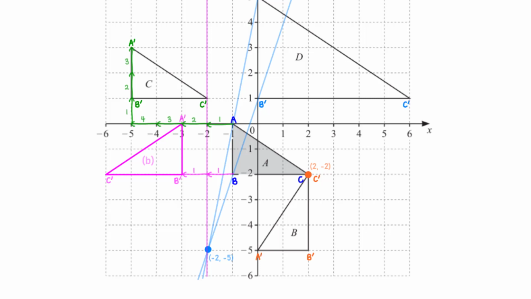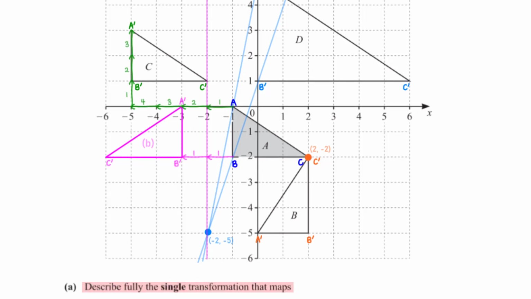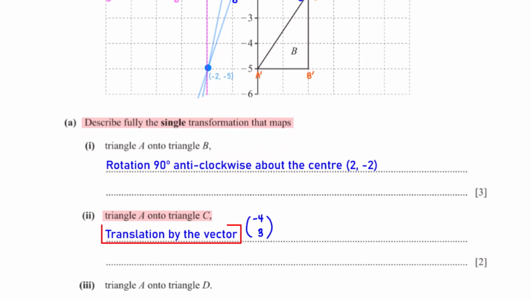Now all we need to do is to find the translation vector. From the illustration, we see that we need to move each vertex on triangle A 4 units to the left and 3 units upwards to get to triangle C. This means the translation vector is -4, 3. And so the full description for the transformation would be translation by the vector -4, 3.